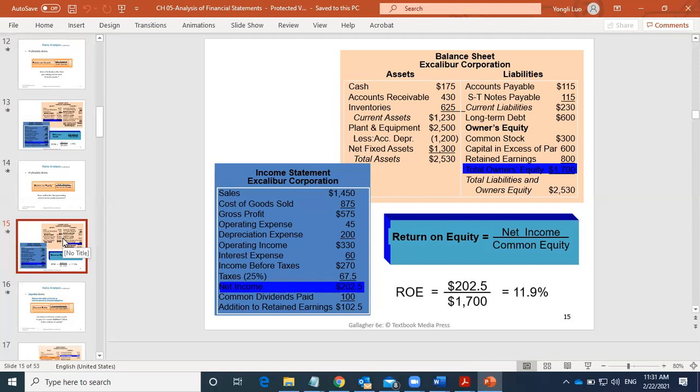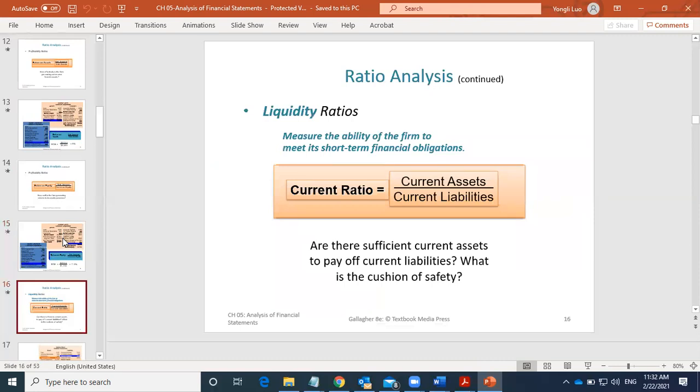You might create your own formula. Use the total shareholders' equity. So now you understand, you should use the owners' equity instead of the common stock. Any questions?